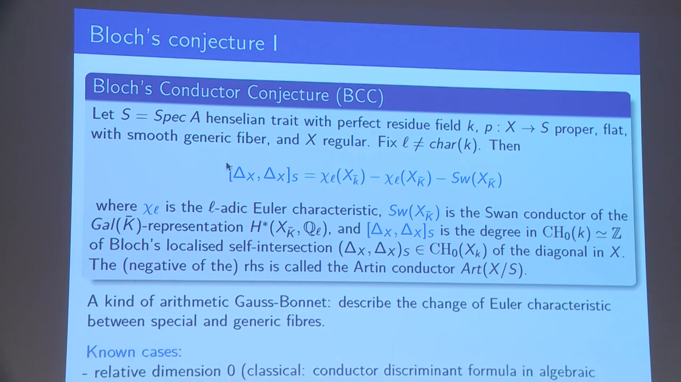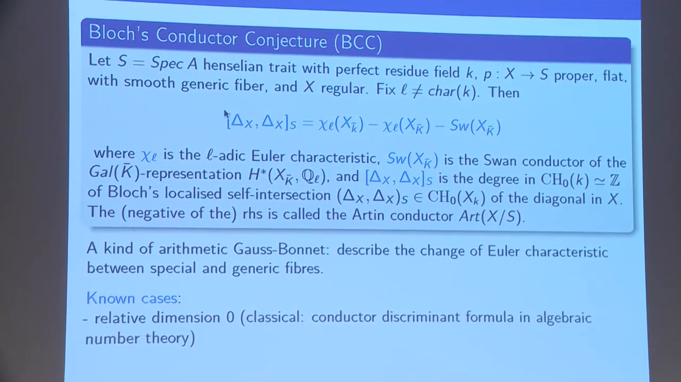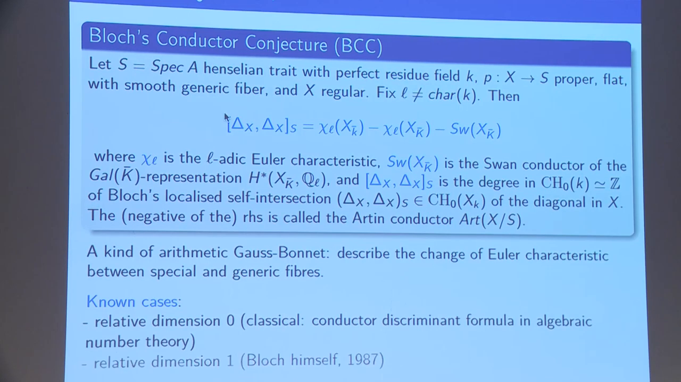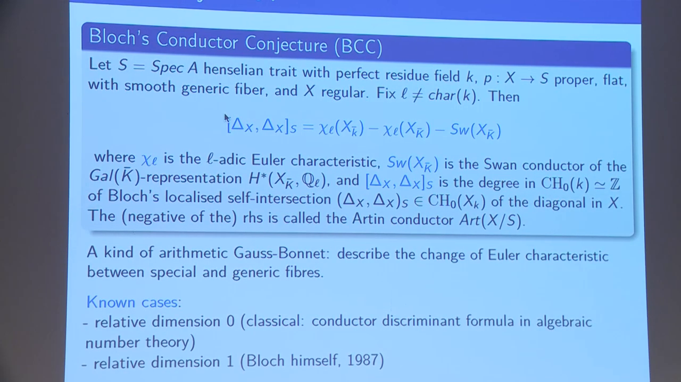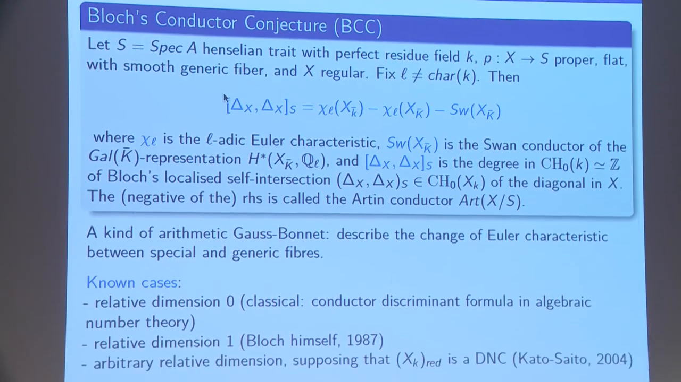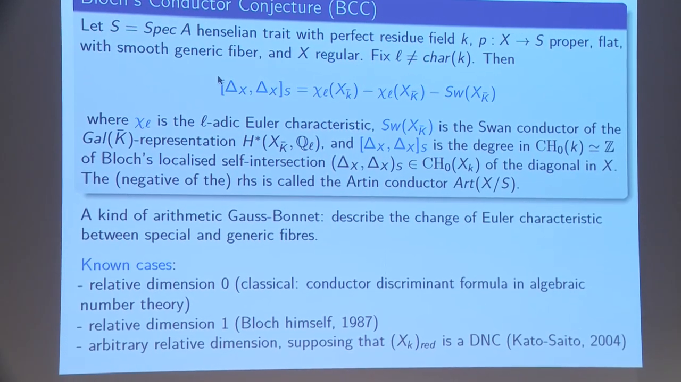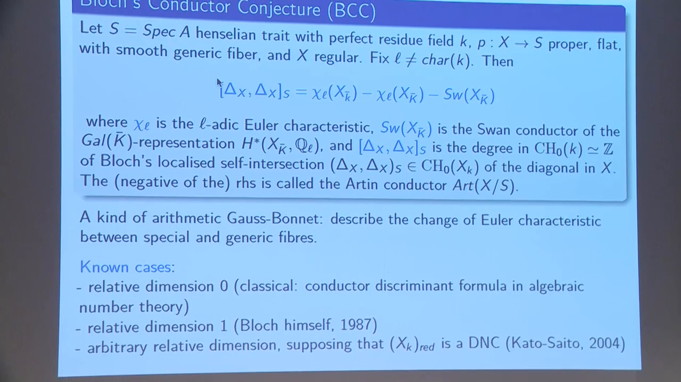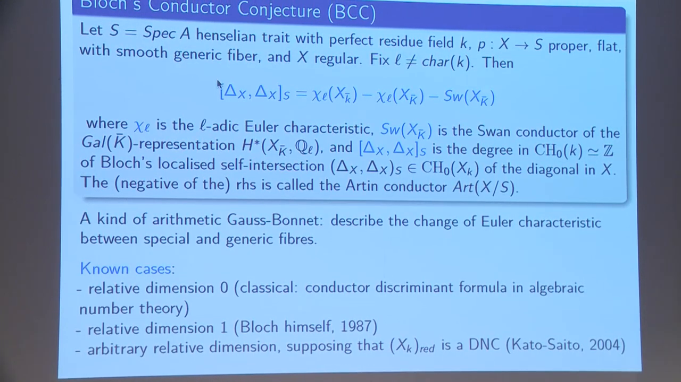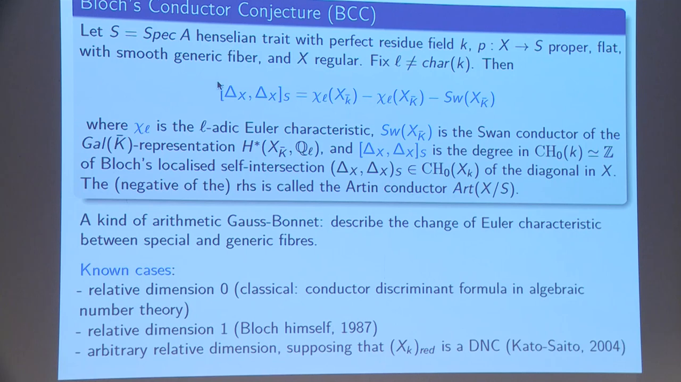Some known cases: relative dimension zero is just the conductor-discriminant formula in algebraic number theory. Relative dimension one was proved by Bloch himself when he proposed the conjecture in 87. And then the most general result I know is for arbitrary relative dimension. The conjecture is true by Kato and Saito in 2004, supposing that the reduced special fiber is a divisor with normal crossings.